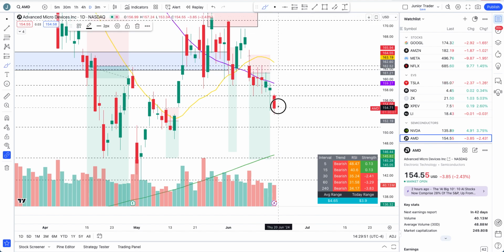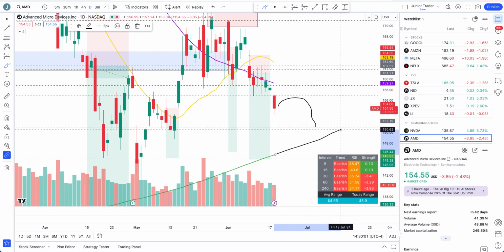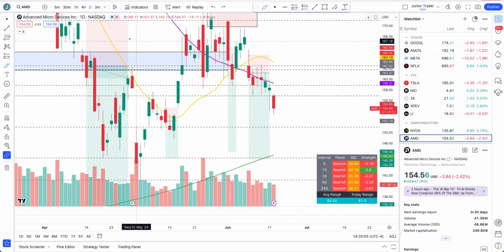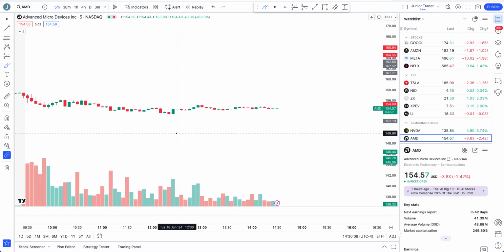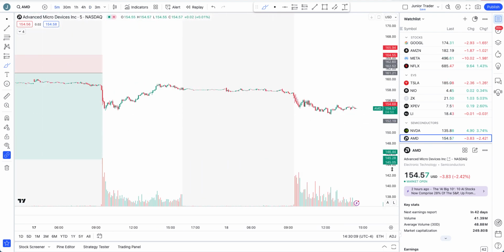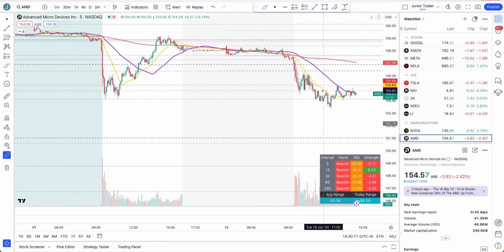Otherwise, no. Any rejection up there at the 156.90 area is just a rejection, and we can come down to 151, and most likely this time it looks like we will be coming down to the 200 days moving average. So that's a very likely possibility. So let's go to the 5 minutes interval and let's see how things are looking today.